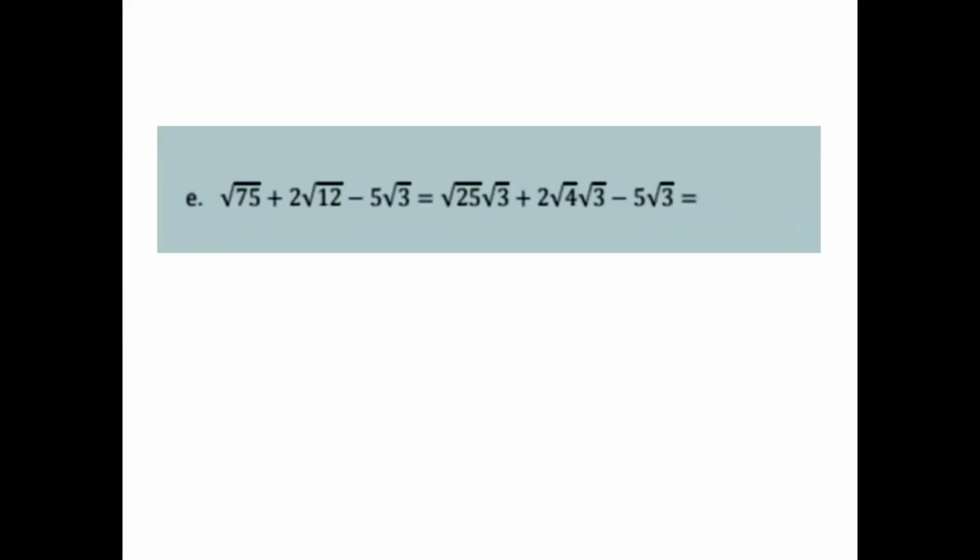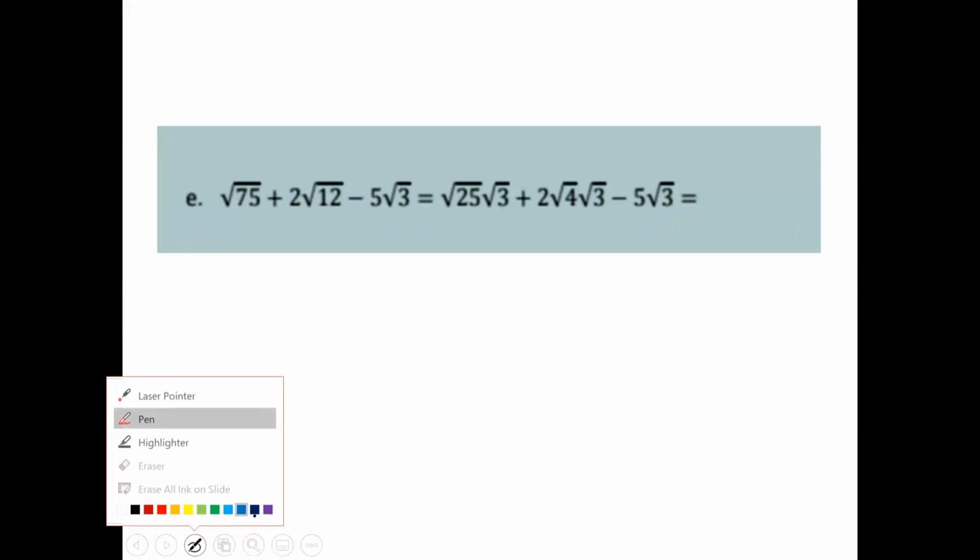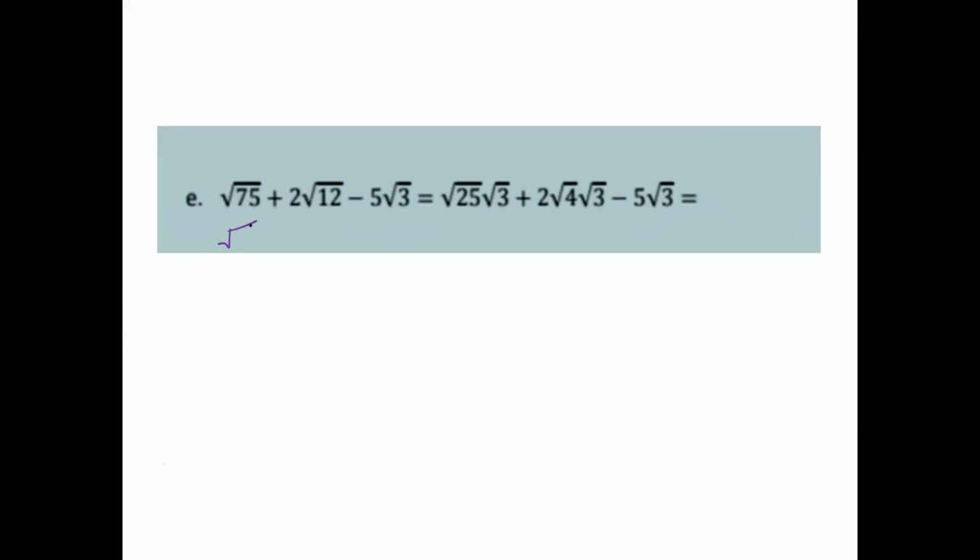Now let's take a look at E. With E, I'm going to break this down quite a bit. So 75 is 25 times 3, which is the same thing as 5 square root 3. With this one, it's 2 times the square root of 4 times the square root of 3, which is going to be a 2 times 2 square root of 3, which is going to be a 4 square root 3.